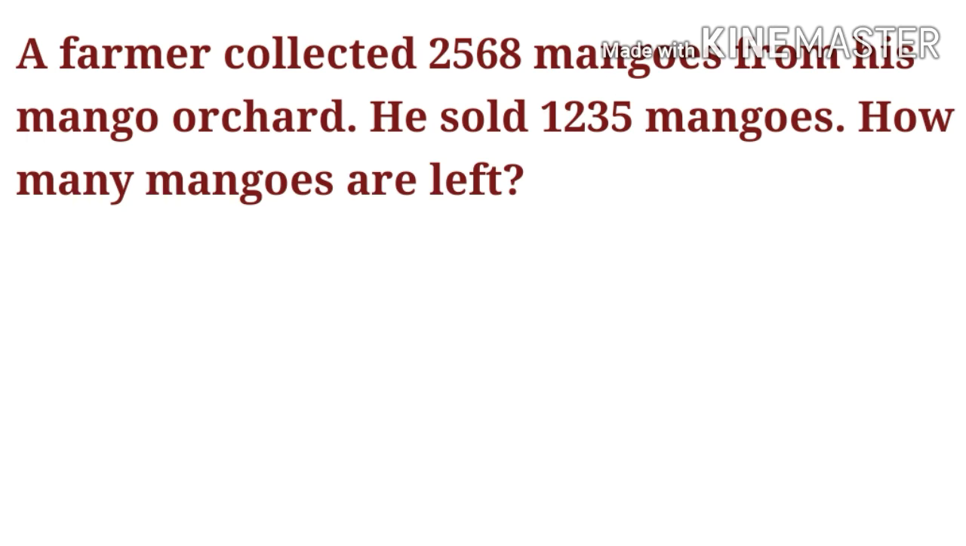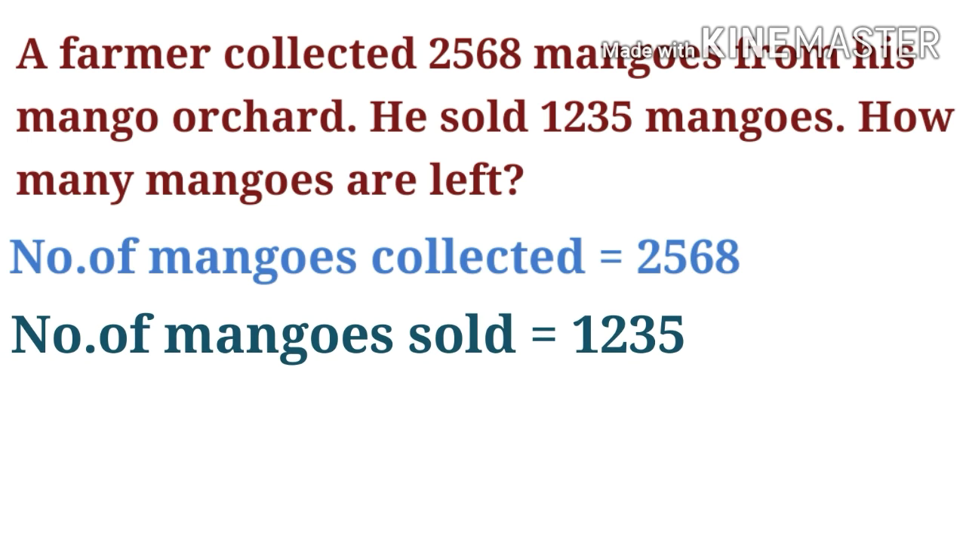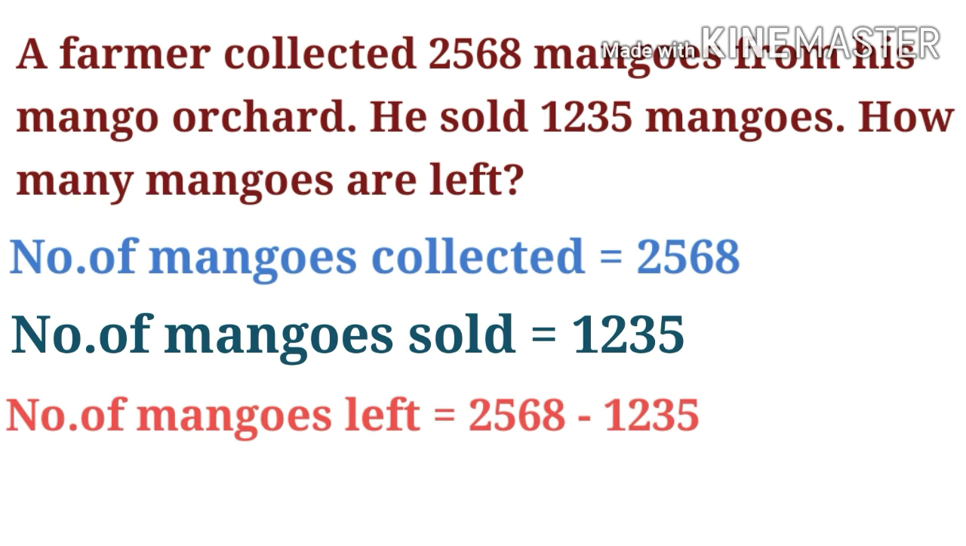So, write the first statement. What will be the first statement? Yes, total number of mangoes collected. Or you can simply write number of collected mangoes is equal to 2,568. Then what is second statement? Yes, number of mangoes sold, that is equal to 1,235. Then what will be the last statement?